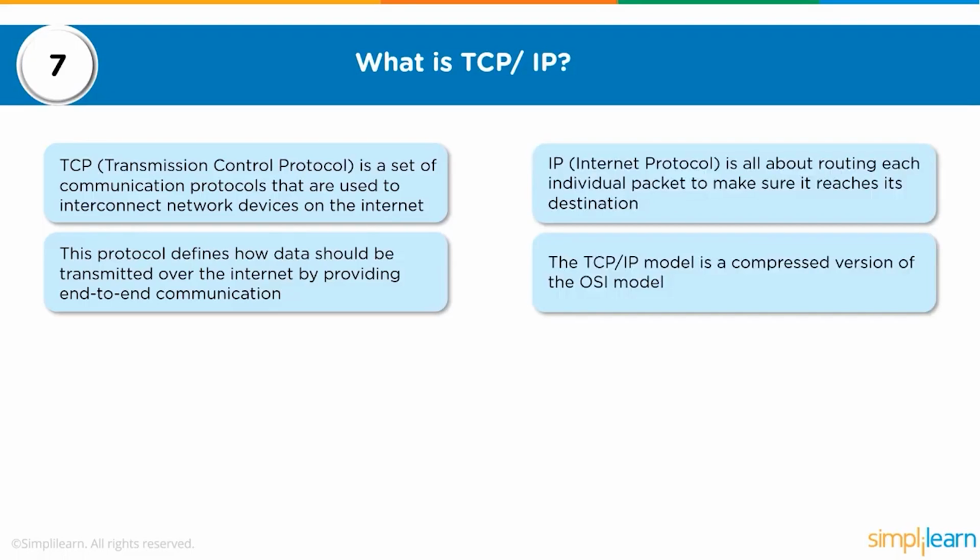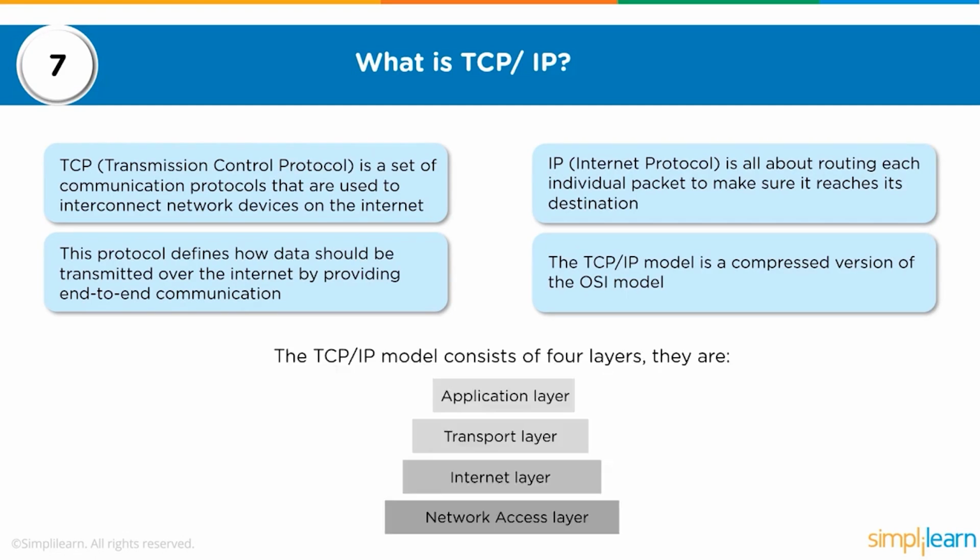The internet protocol is all about routing each individual packet to make sure it reaches its destination. So with the TCP, you're talking about the protocols that will allow you to format the data and generate it so that you can communicate it over the network. The IP will then deal with the routing of those packets so that the packet can be routed to the correct computer and be received by the recipient. So the TCP/IP model is the compressed version of the OSI model. The 7 layers will get converted into 4 layers: the network access layer, internet layer, transport layer, and application layer.